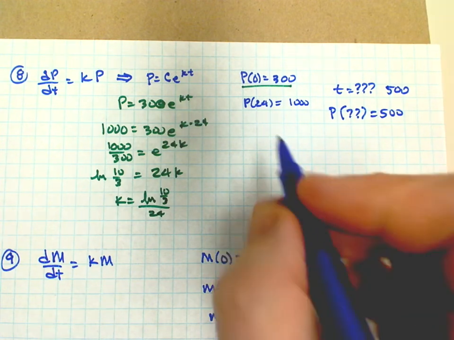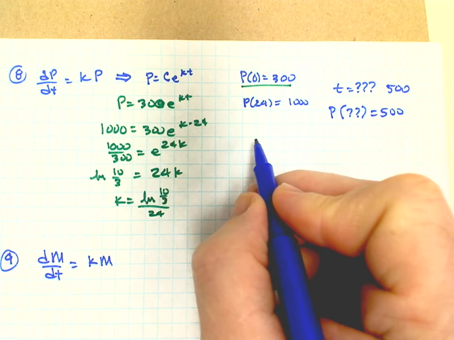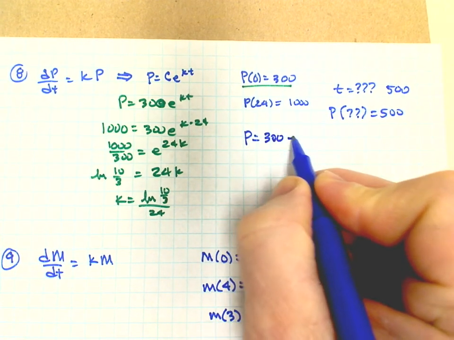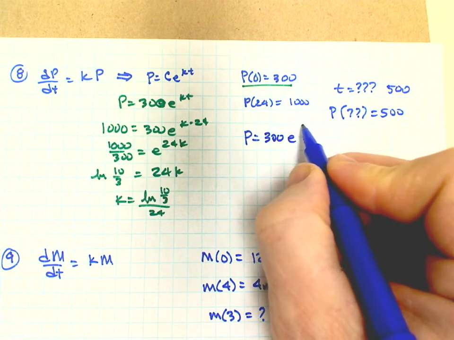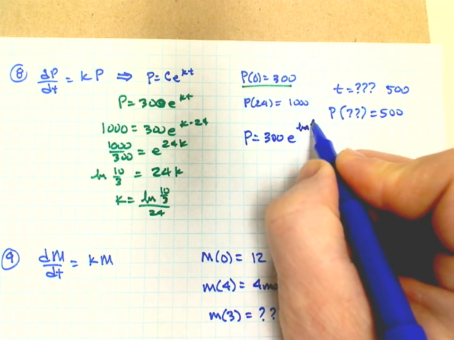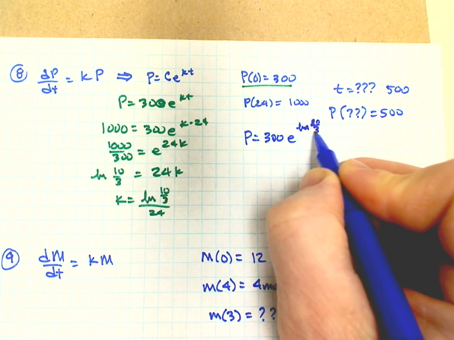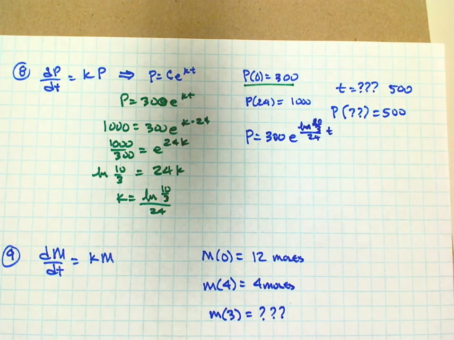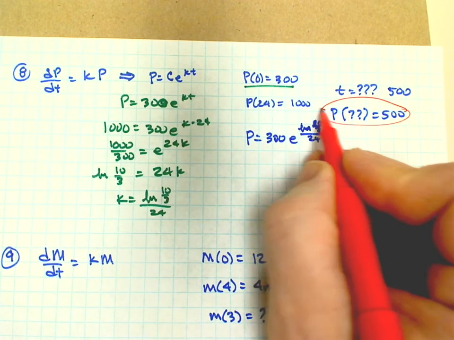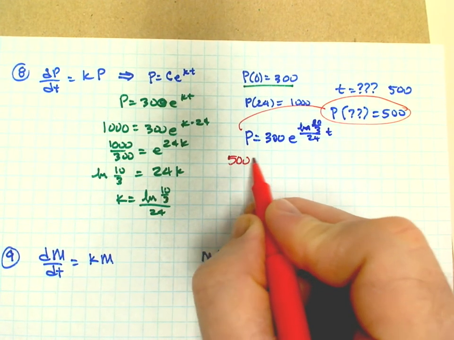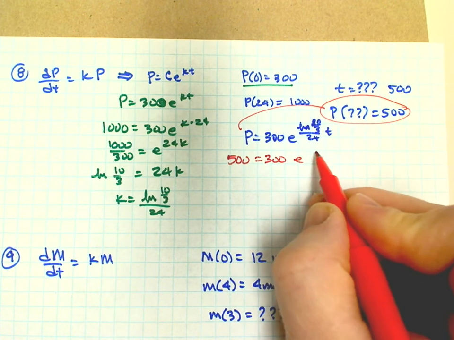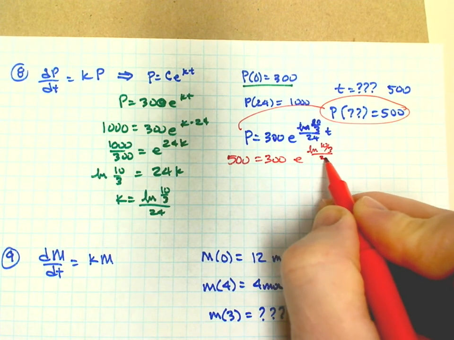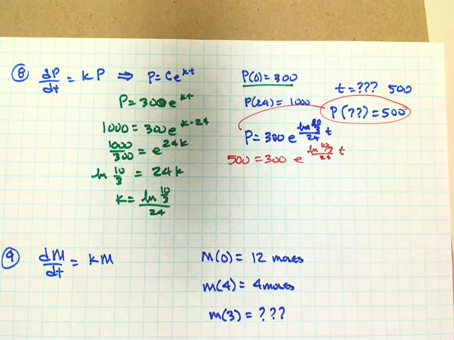That means our equation for this population will be P equals 300 e, now that we know k, natural log of 10 thirds, all divided by 24 times t. Now let's solve this one. Substitute in 500 equals 300 e to that mess, natural log of 10 thirds divided by 24 times the t that we're looking for.